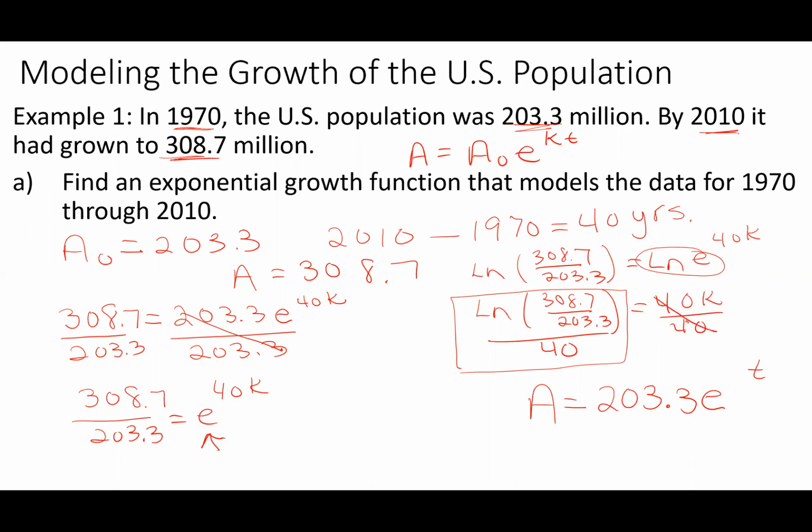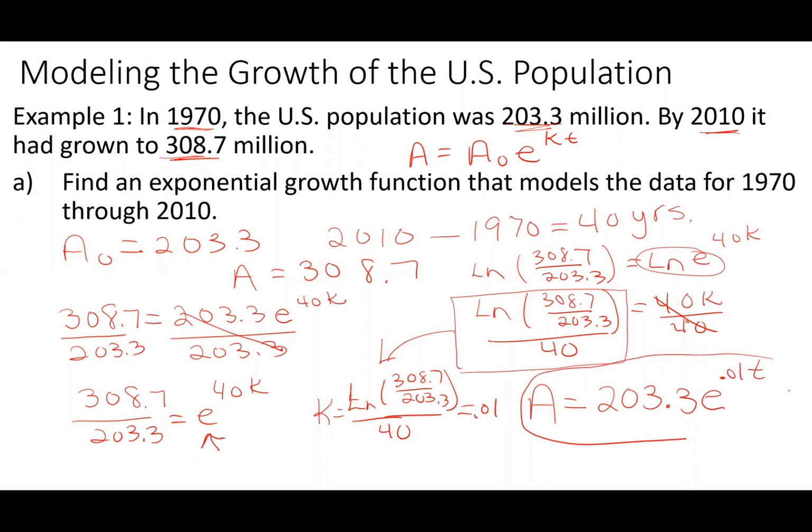So I need to plug this expression into the calculator. Okay? Because I have K equals natural log of 308.7 over 203.3 divided by 40, which is approximately, let's see, natural log 308.7 divided by 203.3, close the parenthesis, and then divide that by 40. I get approximately 0.01. And there you found your equation.